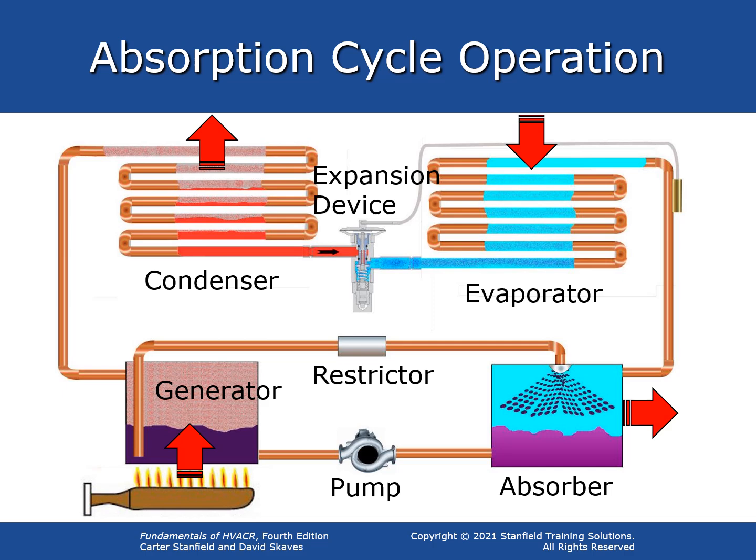The high pressure of the generator forces the water at the bottom of the generator to travel through the solution restrictor where its pressure is reduced. This low-pressure water is sprayed out in the absorber to absorb ammonia vapor. When the ammonia vapor is absorbed into the water, it condenses to a liquid, giving off heat. This heat is called the heat of absorption.